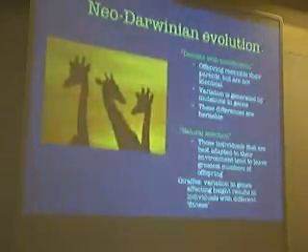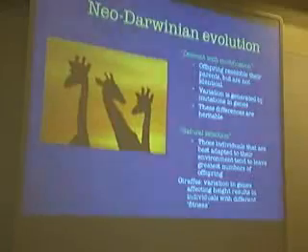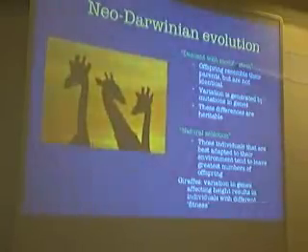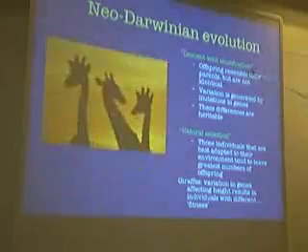So if we contrast Lamarck's idea with the modern version of Darwinian evolution, which we call neo-Darwinian, there were two key aspects of Darwin's original model that were updated in the last, with ongoing research.